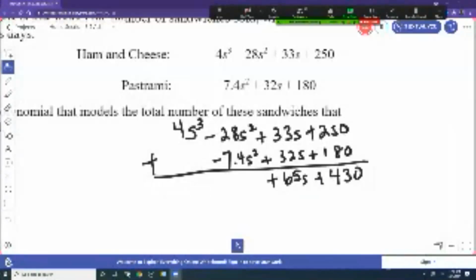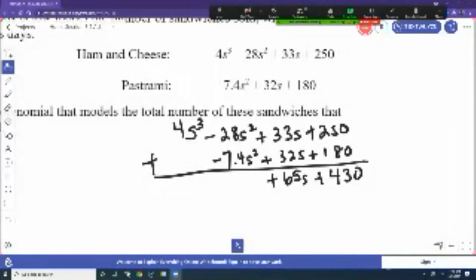Now tell me what you're going to do in the next 2 terms. Negative 28s squared minus 7.4s squared. Yes, we're going to add. So what do you get when you have negative 28s squared plus negative 7.4s squared? Use your calculator if you need a calculator. I have one person that responded. I need a couple of you to respond.